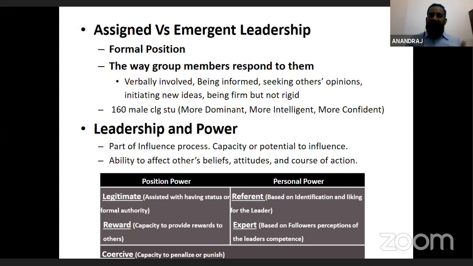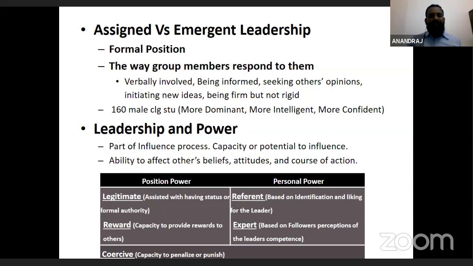Leadership ultimately needs power. The power sometimes comes from the official position, or it may be within each individual, as personal power. We divide that power into two: position power and personal power. Position power comes from the organization, like status or formal authority given by the organization. Having the capacity to reward people also comes under position power. And so does the ability to punish or penalize people, the power that comes from the authoritative position given by the organization.